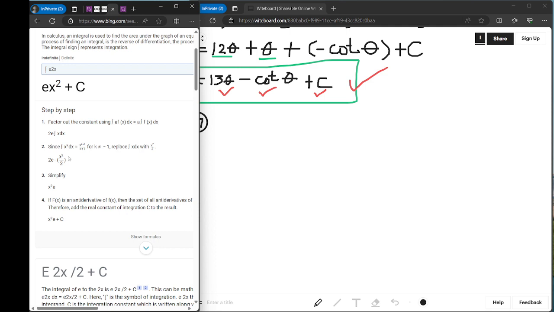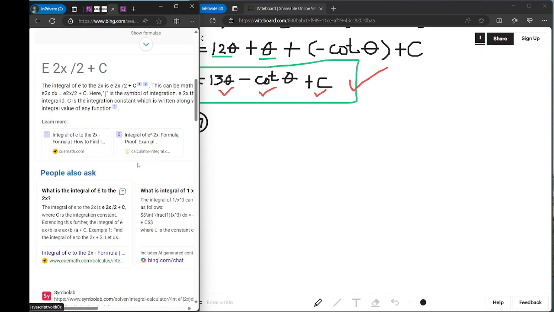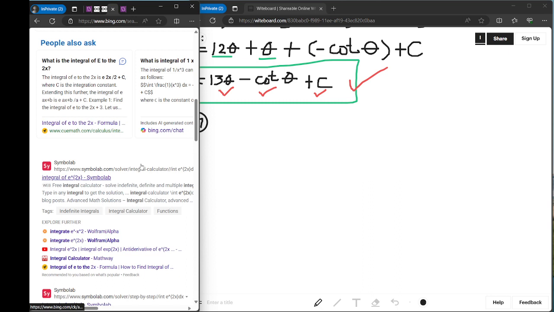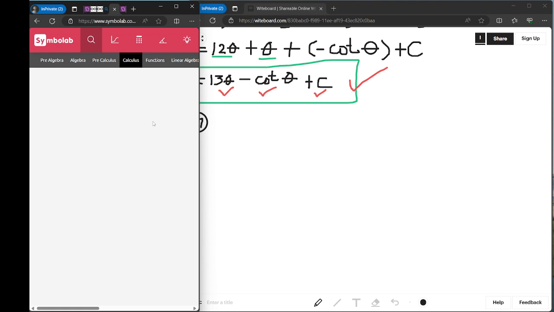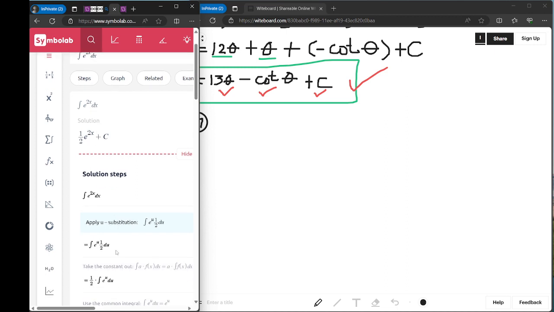What is this? We have to factor out the constant. Sorry about that. What should I do? I think it's somewhat a substitution method. Now let's just study this one. So e to the 2x. Okay. Yeah, we use substitution.